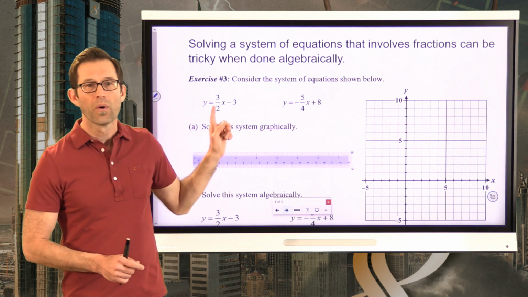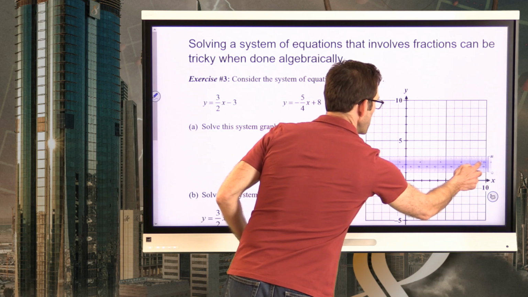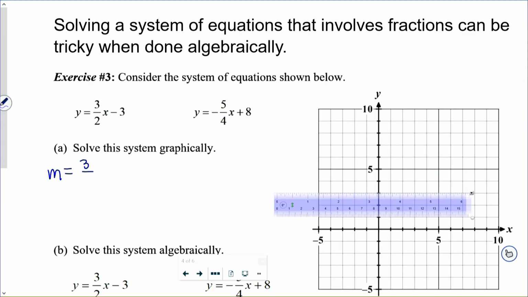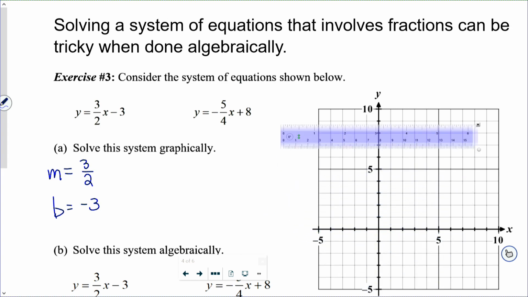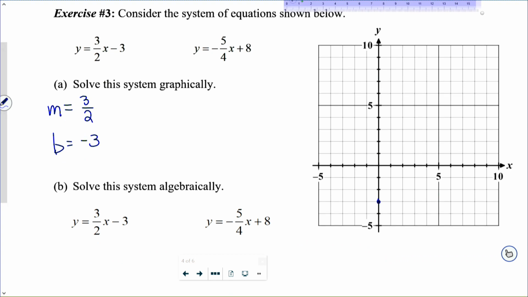All right, excellent. Well, let's take a look at this first line. Let me just move this over here, maybe make it a little bit smaller. My first line has a slope of 3/2 and a y-intercept of negative 3. So we'll go down here. We'll try to just move the ruler. Bring this up a bit. Y-intercept of negative 3. 2 to the right, 3 up. 2 to the right, 3 up. It starts to sound weird after a while.